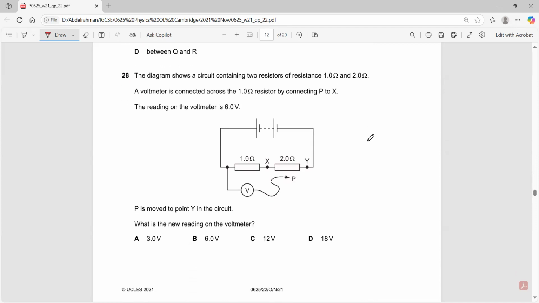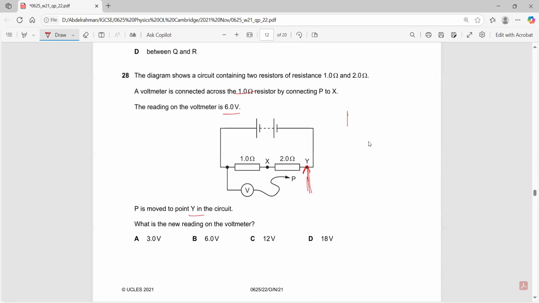The diagram shows a circuit containing two resistors, 1 ohm and 2 ohm. The voltmeter is connected to the 1 ohm resistor at point X and the reading is 6 volts. What happens when it is moved to point Y? At point Y, it does not read only the 2 ohm resistor or only the 1 ohm resistor. It reads the 3 ohms together.